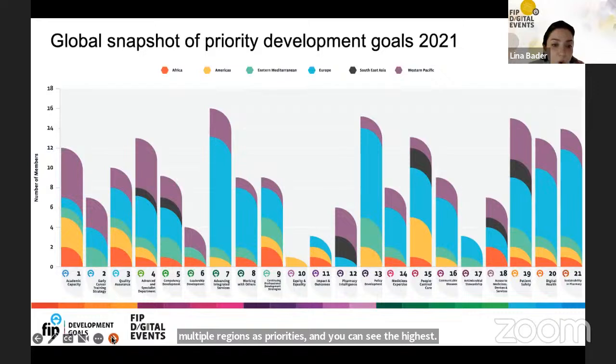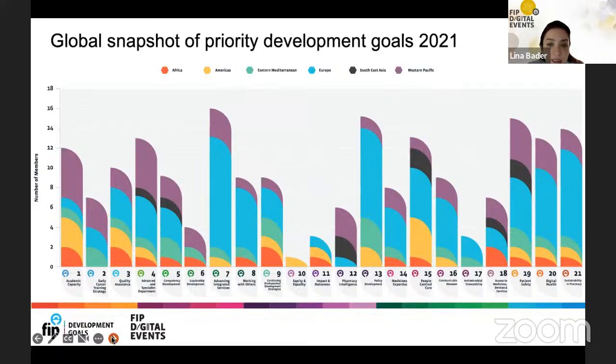For example, goal number 4, advanced and specialist development, goal number 7, advancing integrated services, goal 13, policy development, and many more, have been reported by the majority of the members as priority goals. So we can definitely see here a pattern of common global goals across the world, and some goals with less commonality, if I might say. And these include the shorter bars you see, for example, number 6, leadership development, number 10, equity and equality, 11, impact and outcomes, and 12, pharmacy intelligence. And we are, of course, still continuing to work with our members to understand why they've identified their priorities as priorities, and what that means for the rest of the goals they haven't identified as priorities.